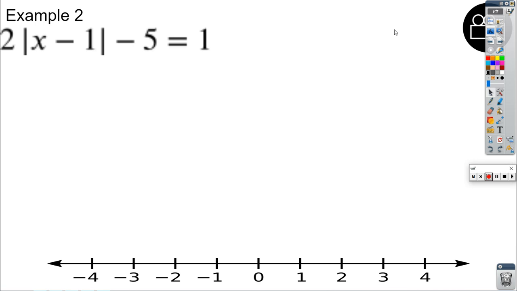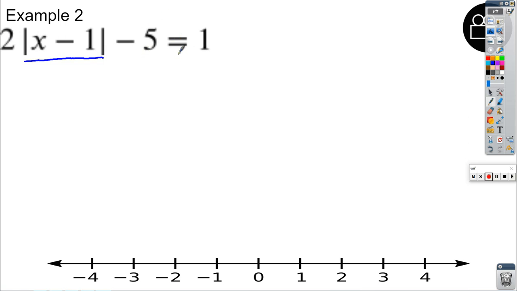Alright, so example 2 is basically the same thing, it gets a little more complicated from here. So what we're going to do is set this up and show you the steps of how to isolate this absolute value. So again, we have to get this part, what I have in blue, all by itself. That means this 2 and this -5 have to move.